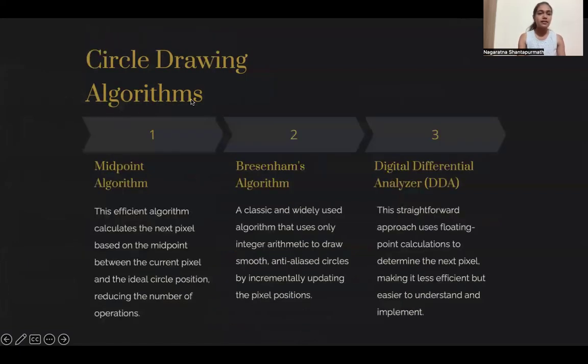The circle drawing algorithms consist of the midpoint algorithm, Bresenham's algorithm, and the digital differential analyzer. The midpoint algorithm calculates the next pixel based on the midpoint between the current pixel and the ideal circle position. Bresenham's algorithm, as we know, uses integer values for the formation of the circle, and DDA uses floating point and calculates and determines the next pixel.